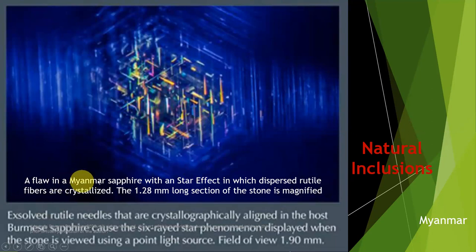So a flow in the Myanmar sapphire with a star effect, in which dispersed rutile fibers are crystallized. You can see the rutile fibers are crystallized at 60 degrees, inclined with 60 degrees, three layers are there. Little by little the shape improves, then little by little a bigger crystal is created. Then it is called rutile crystallized, crystallized fiber rutiles. This is a 1.28 millimeter long section of the stone magnified.